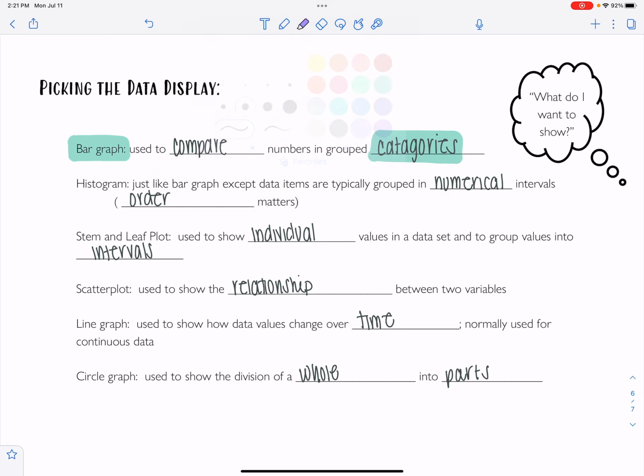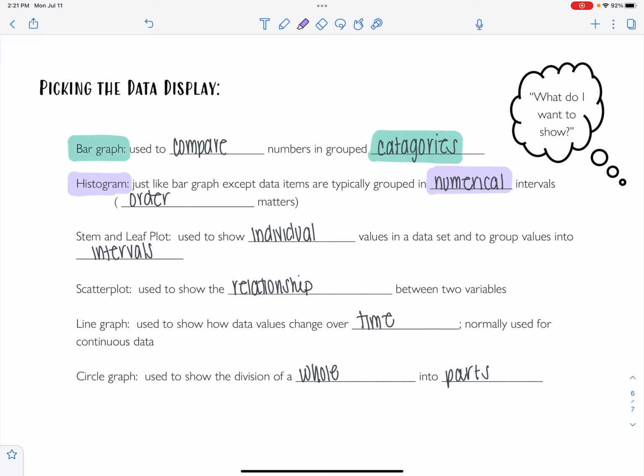Histogram is similar to the bar graph, except you've got number intervals at the bottom. So bar graphs have categories at the bottom. The example we had in our notes was days of the month, January, February, March, April, versus a histogram we had number of hurricanes in the Atlantic Ocean. They had numerical intervals at the bottom.